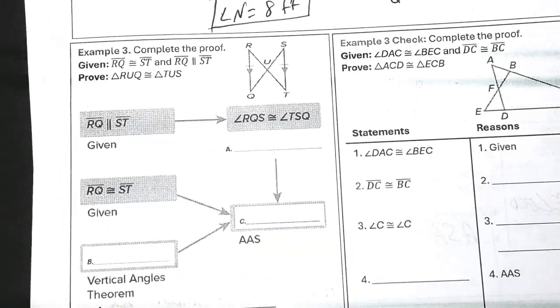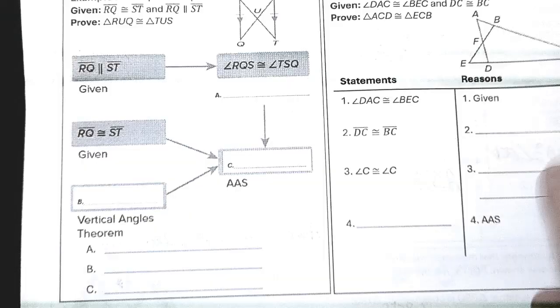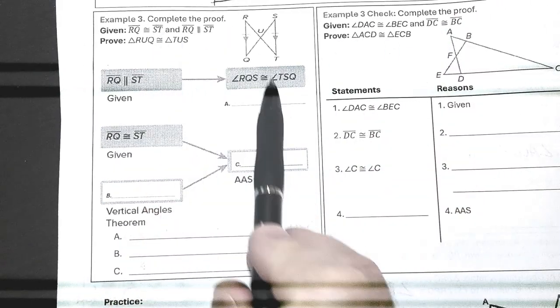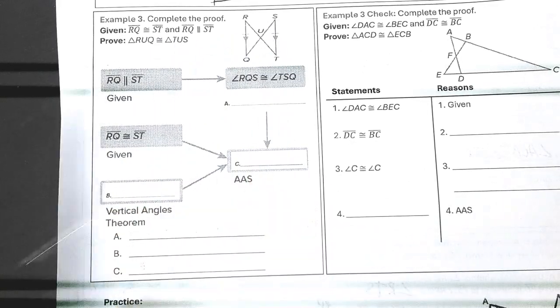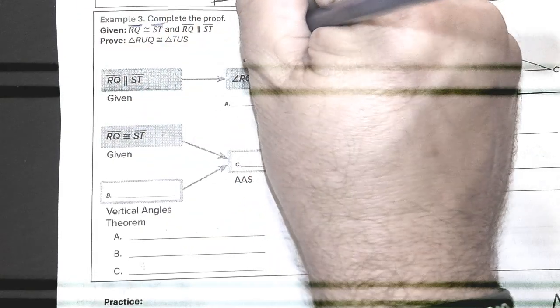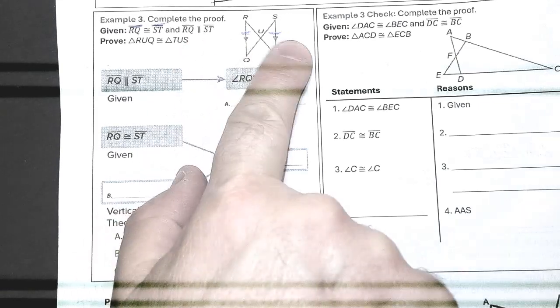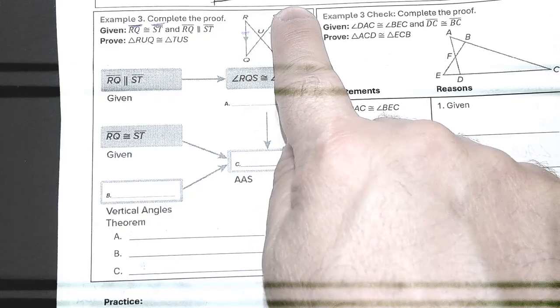So got 2 proofs. Let's see. How do we fit you in there? I'm going to give you a word bank for over here. But on the left, complete the proof. RQ. So RQ is congruent to ST. And then RQ and ST are parallel, and they've marked those. And they're trying to prove that this triangle and this triangle are congruent.